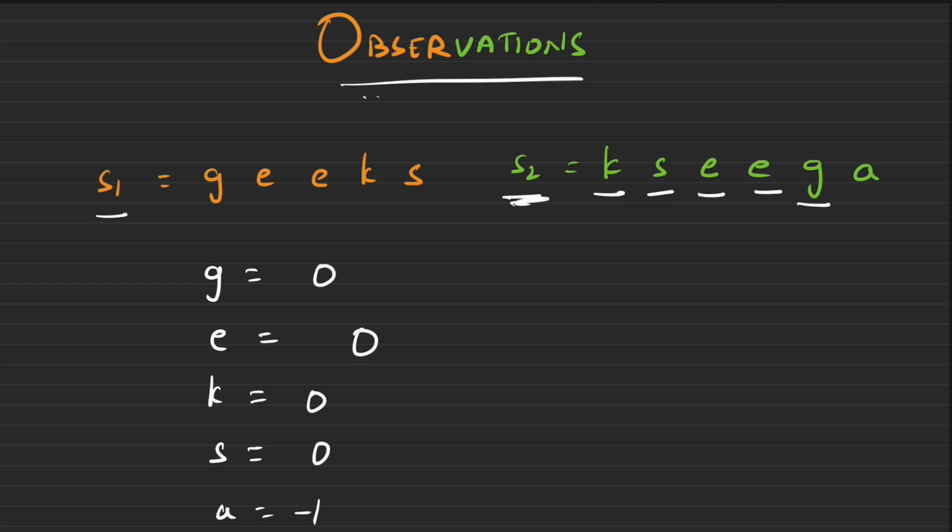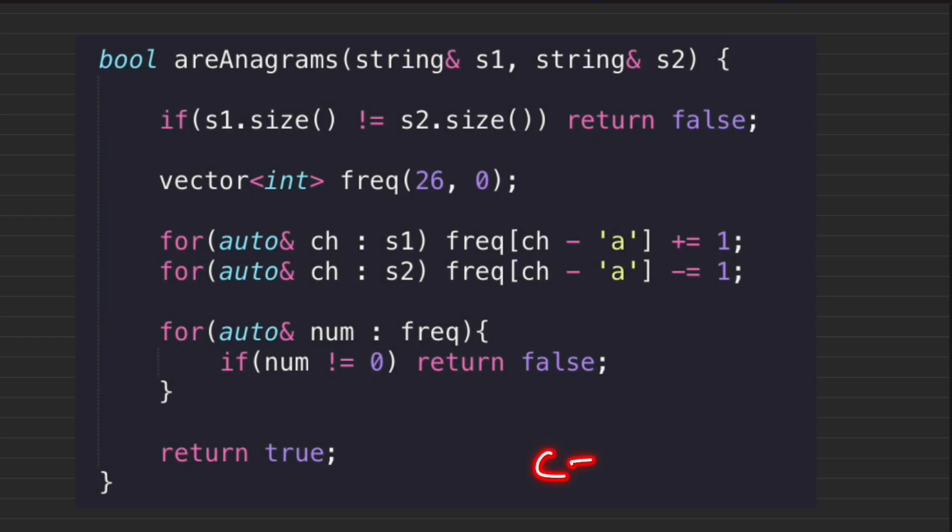Okay. So the problem is very simple, right? So let's see the code. So here's the code in C++, although the logic remains the same. So the function name is areAnagrams and they have given two strings s1 and s2. So in the first step, I am checking whether s1.size is not equal to s2.size. That is, if both of the strings don't have the same length, then it is impossible to form an anagram, right? So at that moment itself, I am returning false.